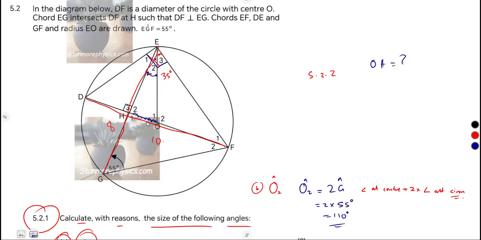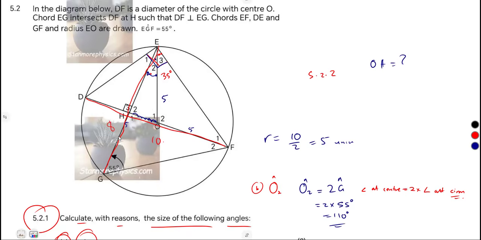Okay, so since the diameter is given, we are told that the diameter here is 10. So it means half of the diameter is the radius. The radius is going to be 10 over 2, which is 5 units. So from O to F, it is 5 units. From O to E, it is 5 units. All right, that's the diameter concept. From O to D, it is also 5 units.